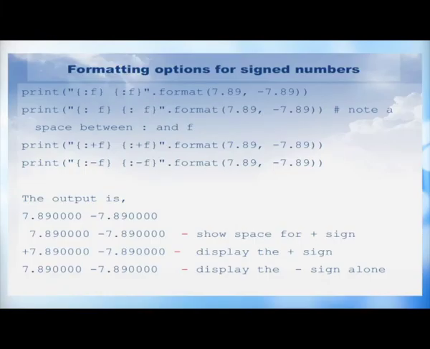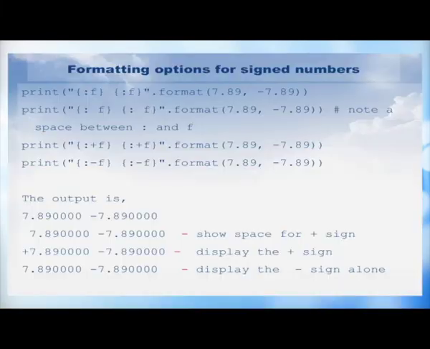The first input is a positive number and the second object is a negative number. So, we are getting as such. Then coming to the second example, notice that there is a space between colon and F. If it is so, then the output will be printed by leaving one space, that you could notice. If you are not able to notice it on the screen, please run this program in Python and check.